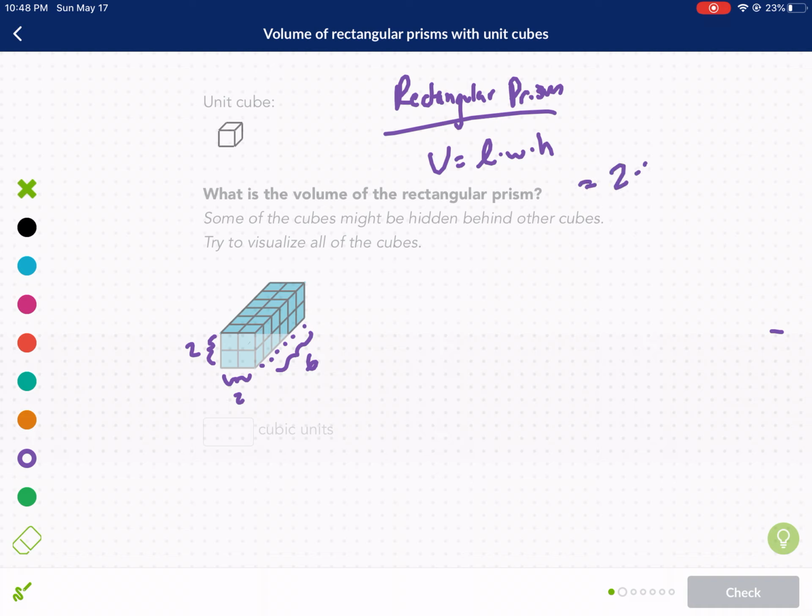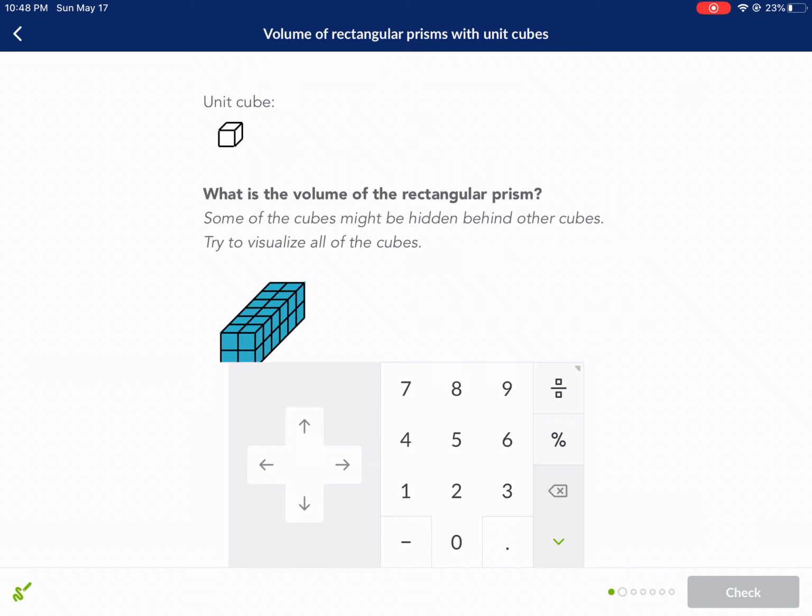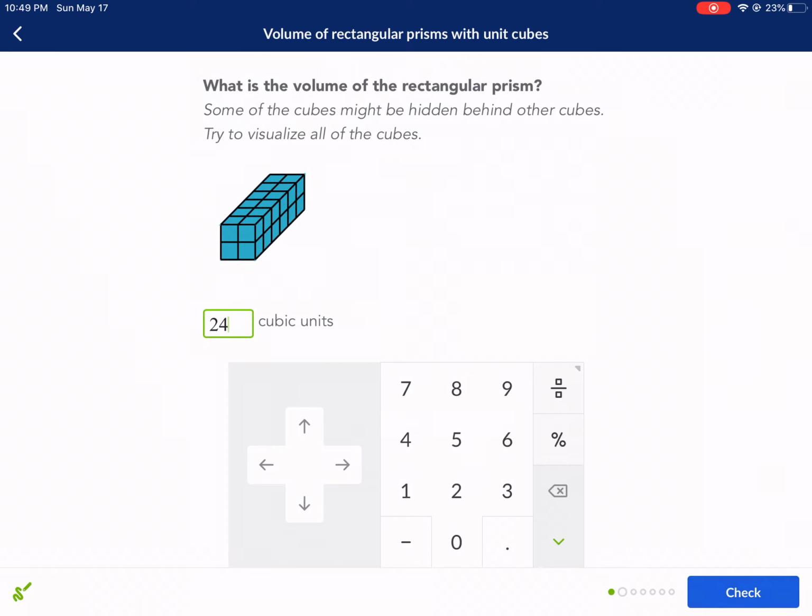So in this case, it's 2 times 2 times 6. That gives us, what is that, 4 times 4? 4 times 6 is 24. So this should be 24 cubic units because there's 24 little blocks in there.